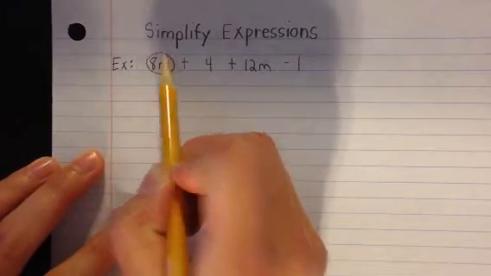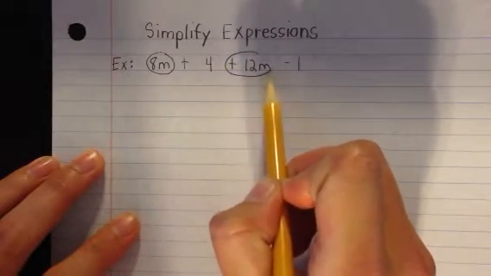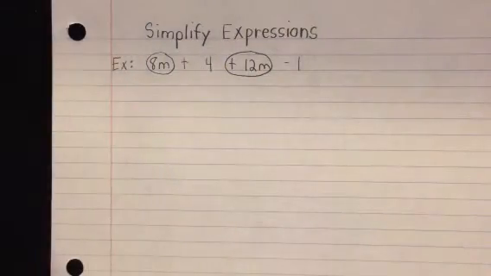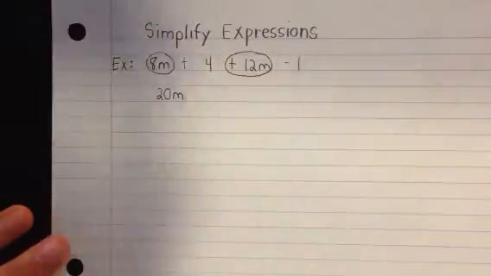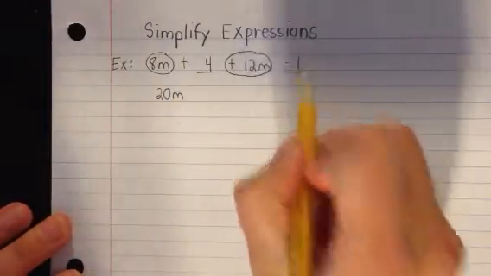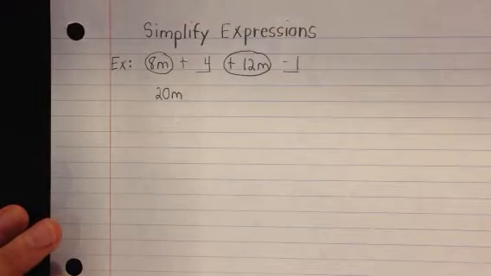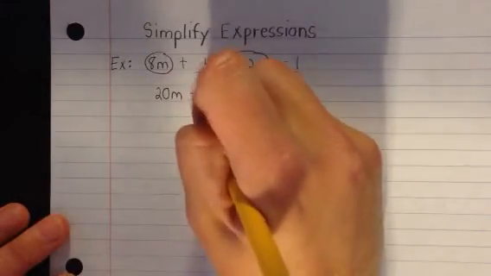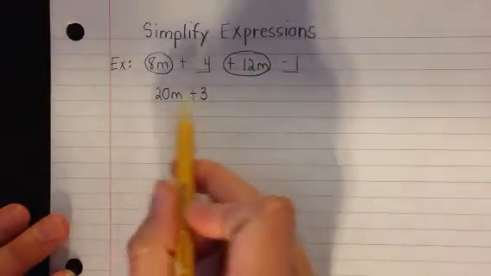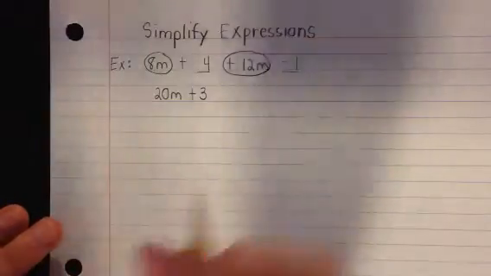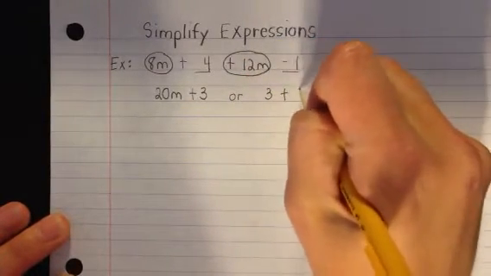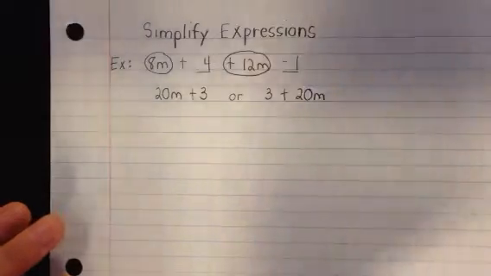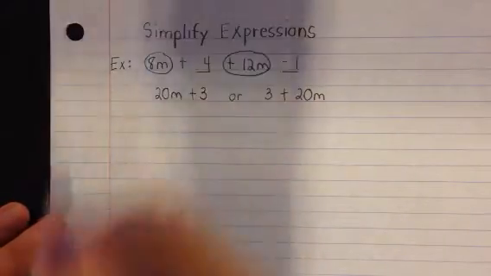We've got 8m and plus 12m, or positive 12m. Those are alike, so we're going to combine them. 8 plus 12 is 20, and it's m, so 20m. The next set of like terms are 4 and negative 1, so positive 4 minus 1 is positive 3. Can't do anything else with that because neither of those are like terms. Now you could have written it like 3 plus 20m. If you would have done the 3 first and the 20m last, that's the same thing.